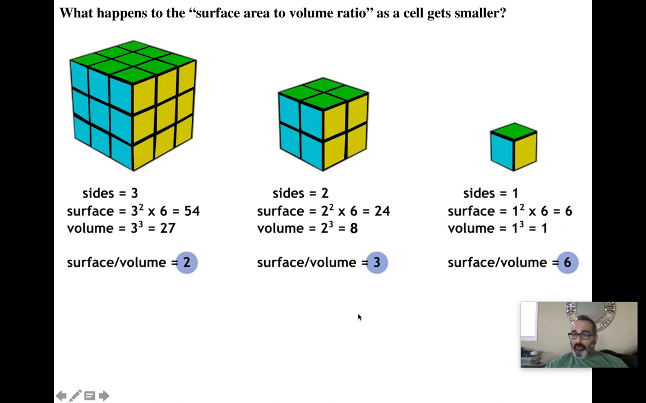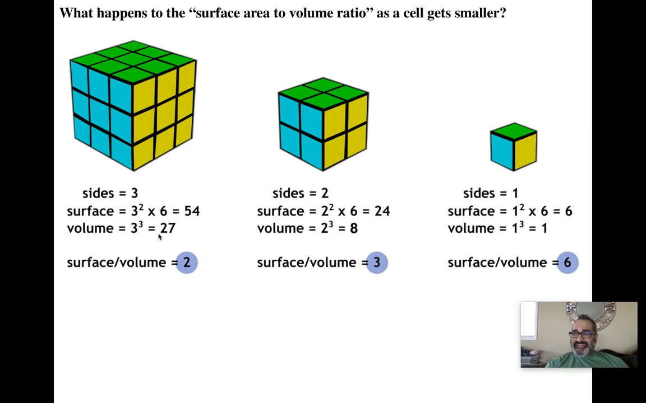What you need to know, and you're going to learn this in chemistry next year, is that one of the ways of increasing the rate of something is exposing more surface area to it. As a cell gets big, its surface area does get bigger. It goes from 6 to 24 to 54. But the surface area does not grow as quickly as volume does. From 6 to 54, that's 9 times, while 1 to 27 is 27 times bigger. So the volume increases at a much more rapid rate than the surface area does.